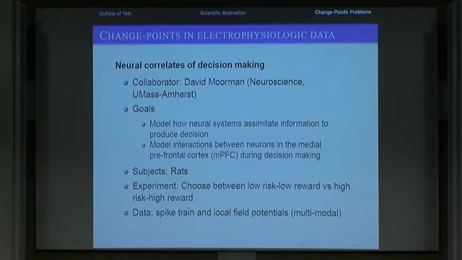Now here's another experiment, and this is on looking at the neural correlates of decision making. Decision making is a bit hot now within neuroscience. So we're looking at whether there is a neuronal basis for decision making. This is with my collaborator David Moorman from UMass Amherst. The goals here are to model how the neural systems assimilate information in order to produce a decision.